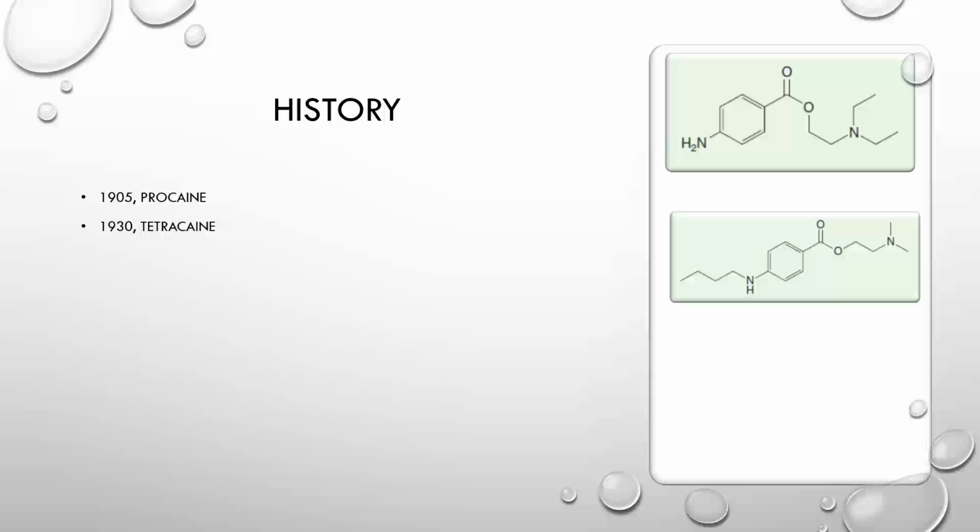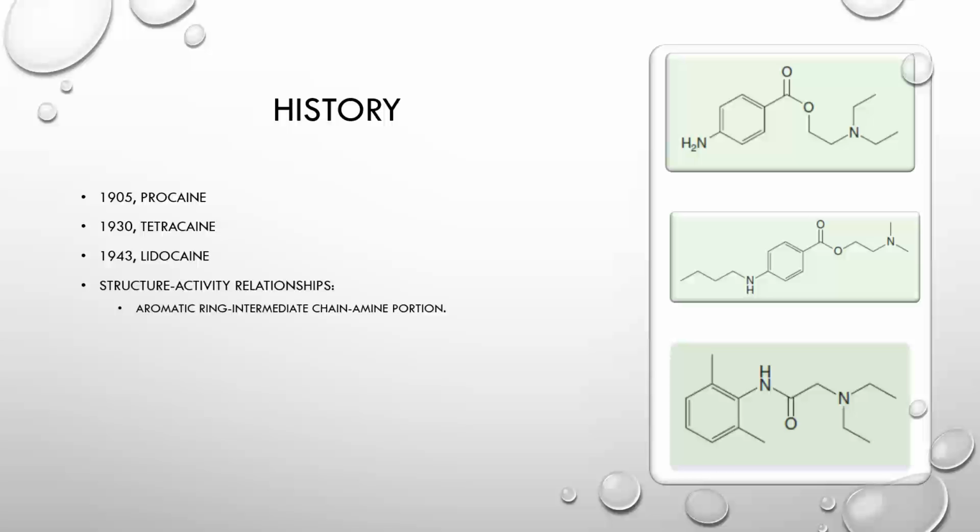Tetracaine was the next ester that is still in use, and it was discovered in 1930. 1943 was kind of a breakthrough year because lidocaine was synthesized. And it's a breakthrough because lidocaine is not an ester, but an amide derivative of diethylaminoacetic acid. As I already mentioned, local anesthetic agents have the chemical arrangement of an aromatic portion, an intermediate chain, and an amine portion. Amides compared to esters are more stable and have less chance of causing an allergic reaction.